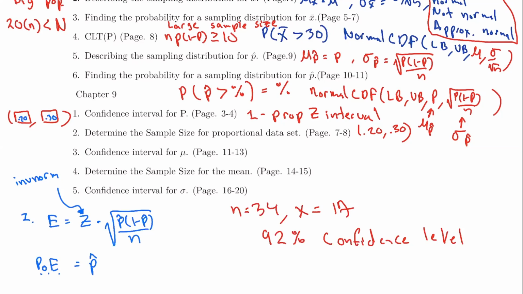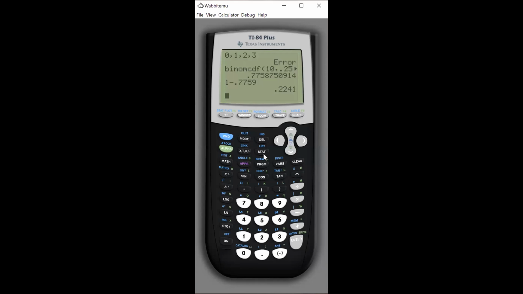So for this one, if we want to do this in our calculator, let me get my TI-84 up. Cool, so what you want to do is go to the stats button, go to test, and go right here where it says 1 prop z interval.